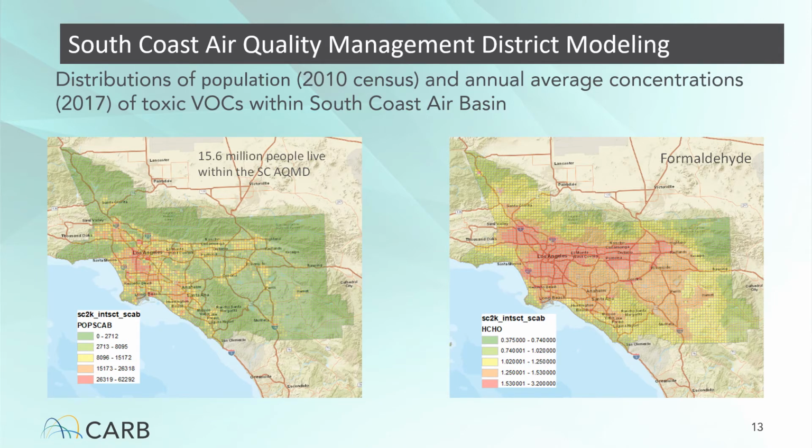Now let's move on to the South Coast Air Quality Management District simulation results. In this slide, what I'm showing are the plots of distributions of population on the left and the annual average concentration of formaldehyde in ppb on the right. Calculations of population-weighted cancer risk depend on the distribution of population and annual average concentrations. There are about 15.6 million people living in the SoCal.